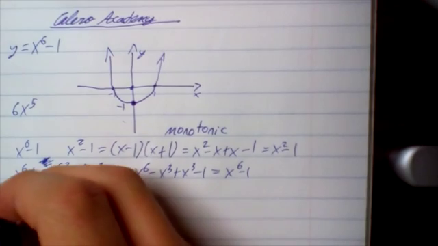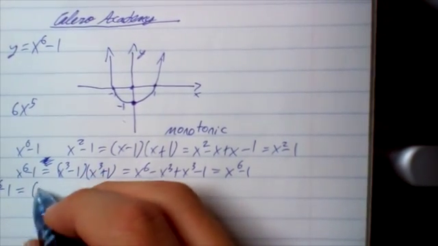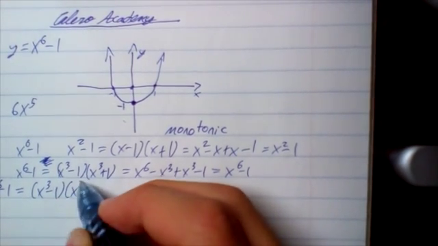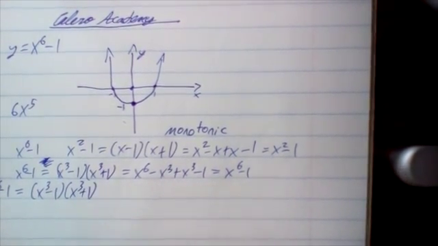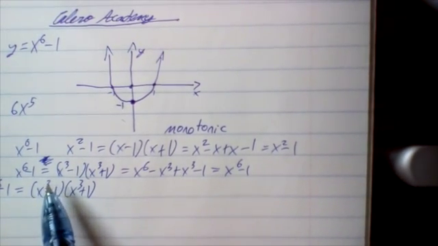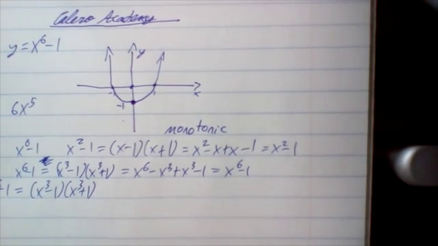So, we now know that x to the power of 6 minus 1 can be factored into x cubed minus 1 times x cubed plus 1. But this is not over yet. Can we factor this? Do we know how to factor this? x cubed minus 1, x cubed plus 1.